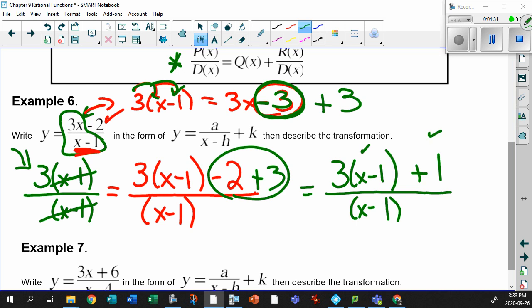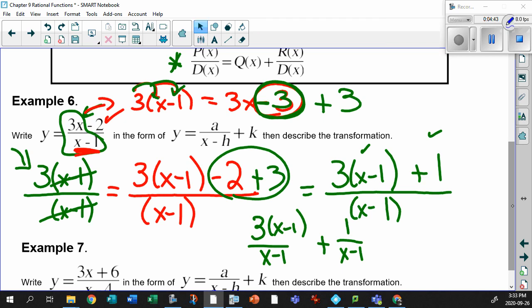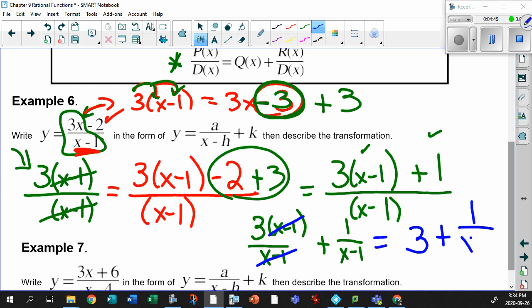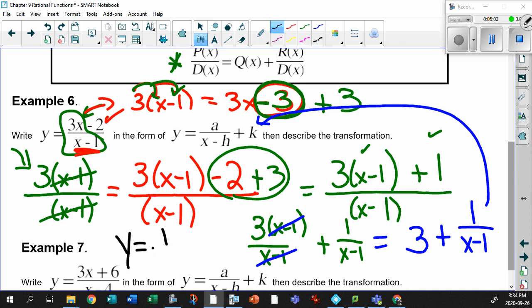Divide this and this by x minus 1, so you're going to get 3x minus 1 over x minus 1 plus 1 over x minus 1. Check this out. That cancels, leaving you with 3 plus 1 over x minus 1. What? That gives you that. So y equals, real bold letters, y equals 1 over x minus 1 plus 3. Now you can see that the vertical asymptote is 1, the horizontal is 3.